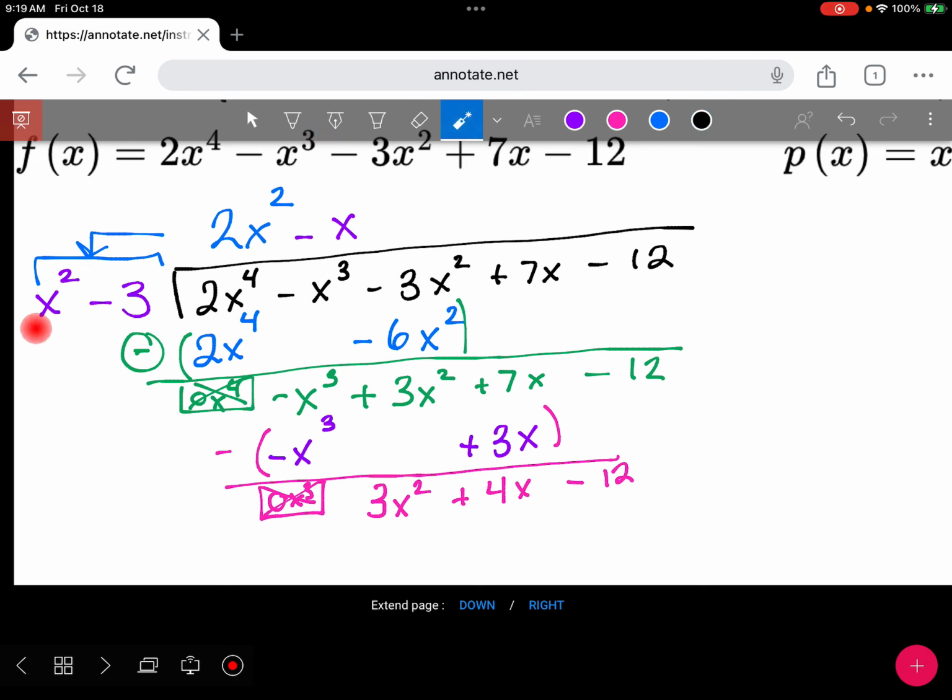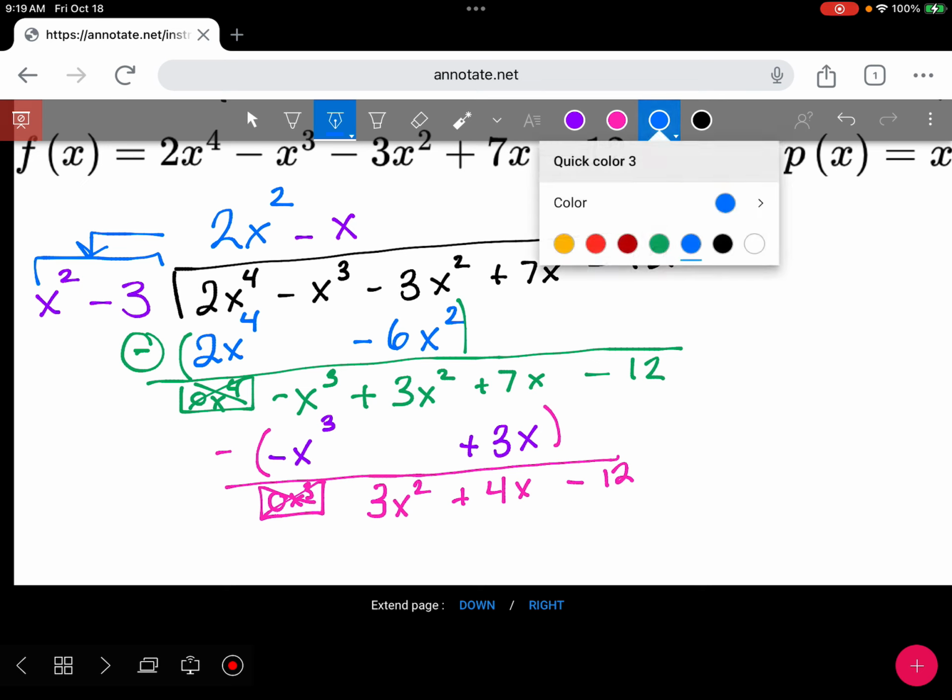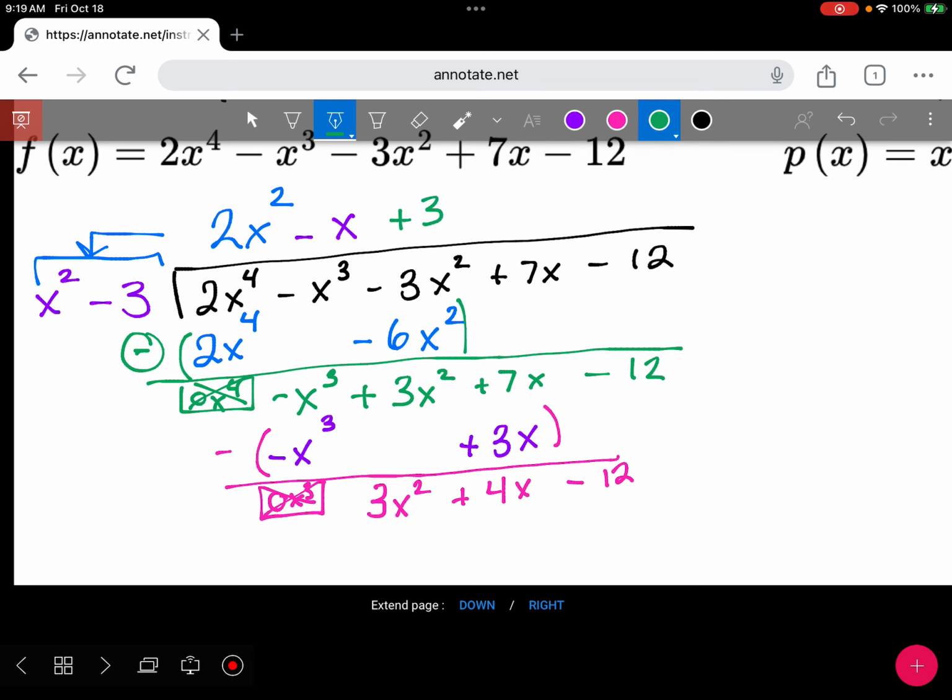So what do we need to multiply our x squared by to get this term to cancel out? 3. So we're going to use a positive 3. Positive 3 gives me 3x squared. Positive 3 times negative 3 gives me minus 9. And we're going to subtract our 2 lines. And I am right at the bottom edge, but I can do it.